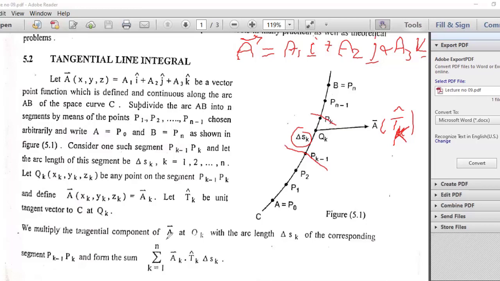So we sum Ak, this is a vector, multiplied by Tk and this arc length element delta Sk, with summation from k equal to 1 to n. If you are worried about this relation, open your BSc Calculus, see chapter number 5 and its first topic, and you will easily understand how we obtain this summation from a partition. After that we obtain the integral from this summation.